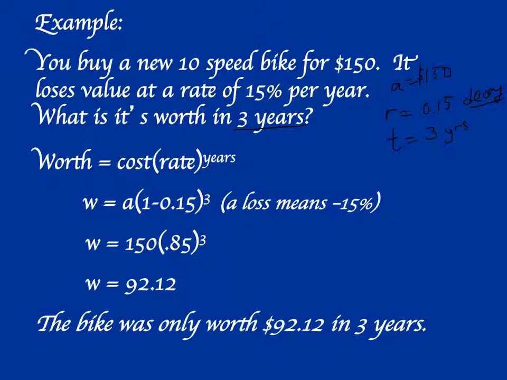So that's the information that I know. This is a decay situation, so we're going to use this formula, and that's what we have here. They use W instead of Y, but that's okay. Once you plug this in, notice that my decay factor, the part that's being raised to a power, is now a value that is less than 1. So we have 0.85 here. Once you put that in your calculator, you should get 92.12, and that is the value of the bike after 3 years, assuming that it's in good condition.